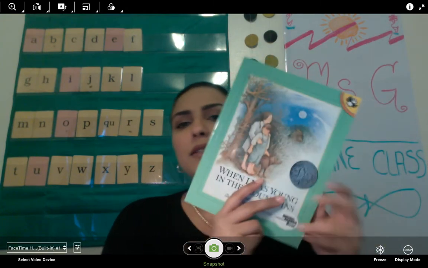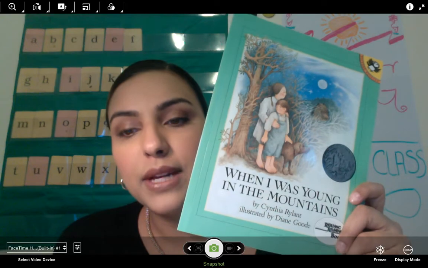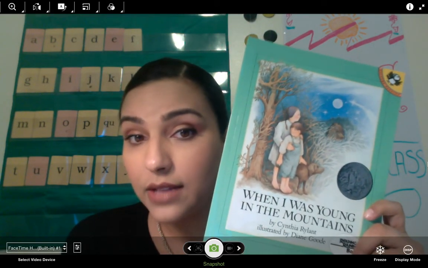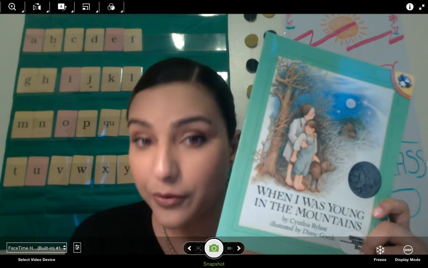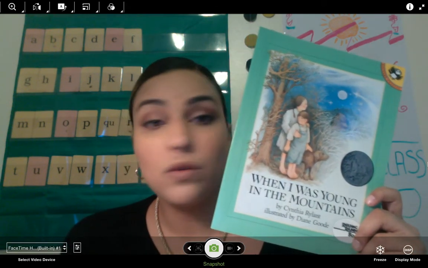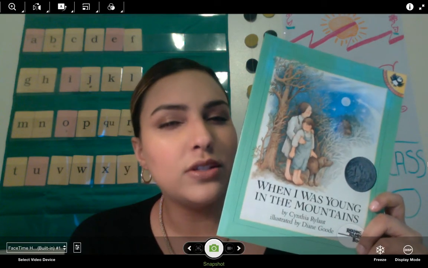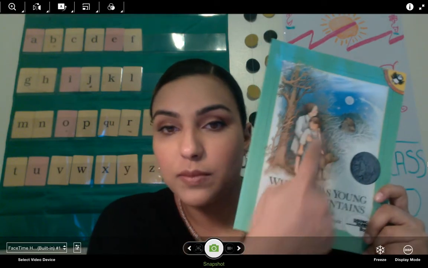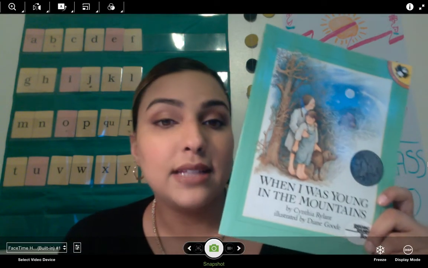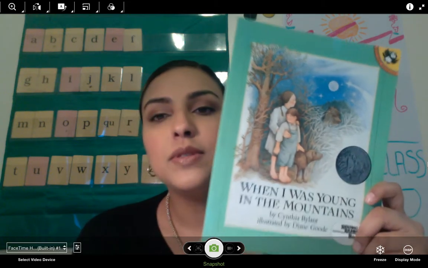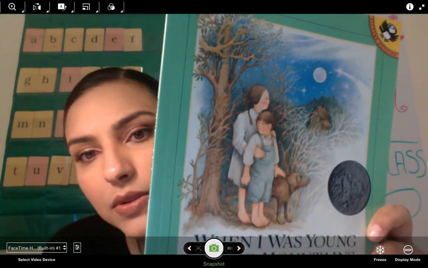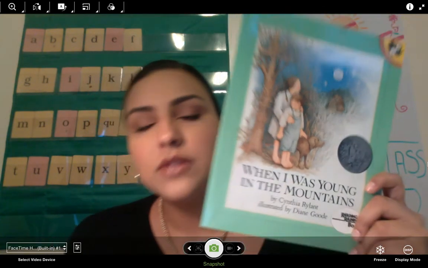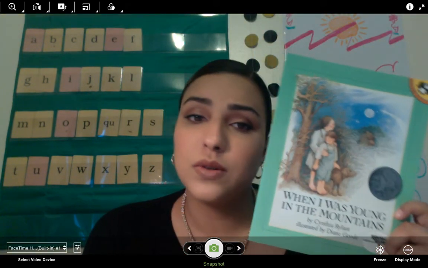Our story again is When I Was Young in the Mountains, and you guys remember we like to read stories over and over again so we can learn more and more from it. Sometimes reading a story once doesn't give you all the information you need. You have to go back and look at the illustrations a little bit more, the pictures. You have to go back and listen to the words again. You have to go back and really look closely at faces and illustrations and the colors to really get a sense of what this story is about.